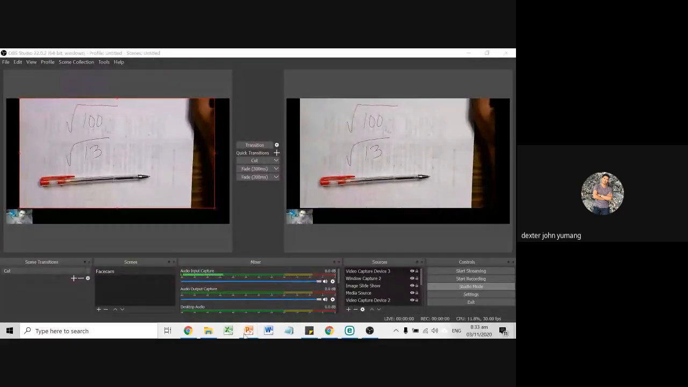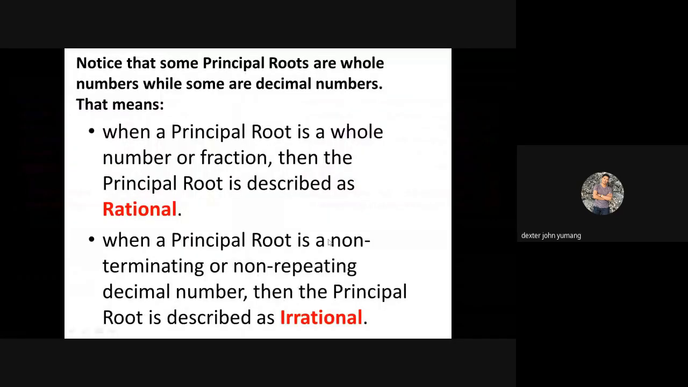So, let's have another example. Let's have another part of the lesson, rather. Notice that some principal roots are whole numbers, while some are decimal numbers. It means, when a principal root is a non-terminating or non-repeating decimal, that is irrational. Yan po yung ginawa natin kanina.